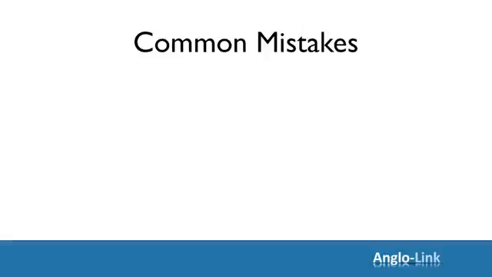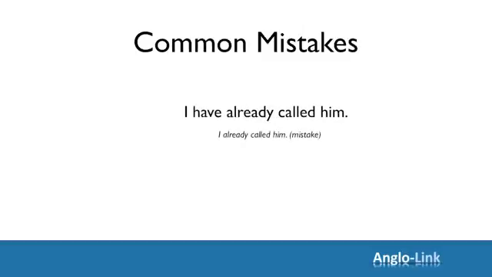The mistake can be made the other way around, using the past simple where present perfect is required. For example, I already called him. Already means sometime in the past until now. It's not specific. Therefore, we should use the present perfect. I have already called him. I must point out that I already called him is sometimes acceptable in American English.